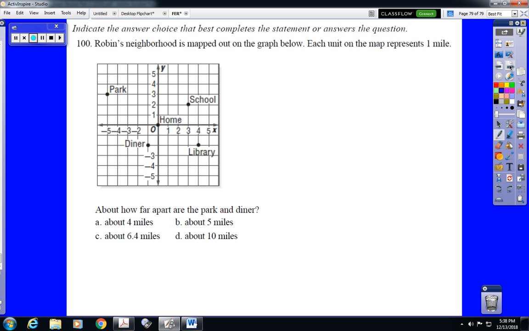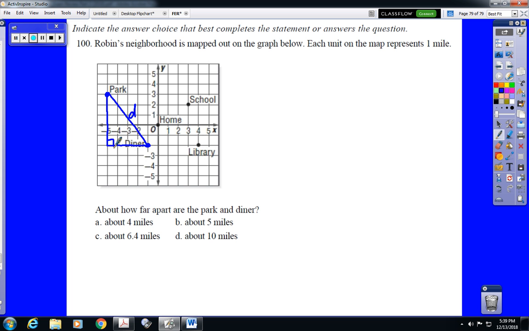Robin's neighborhood is mapped out on the graph below. Each unit on the map represents 1 mile. About how far apart are the park and the diner? So we find the park, we find the diner. Now what we're going to do is use the Pythagorean Theorem to find that distance. So if you notice, we can draw a right triangle, and the distance is the hypotenuse of that right triangle.